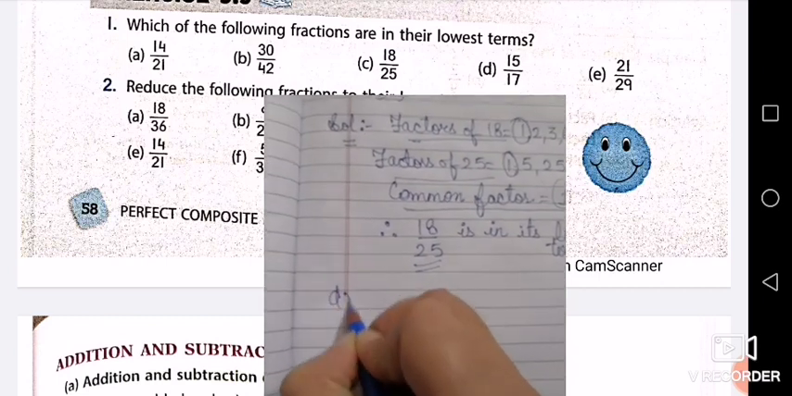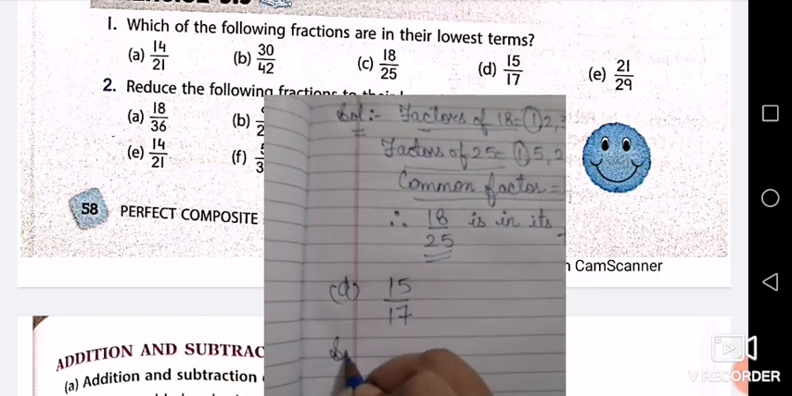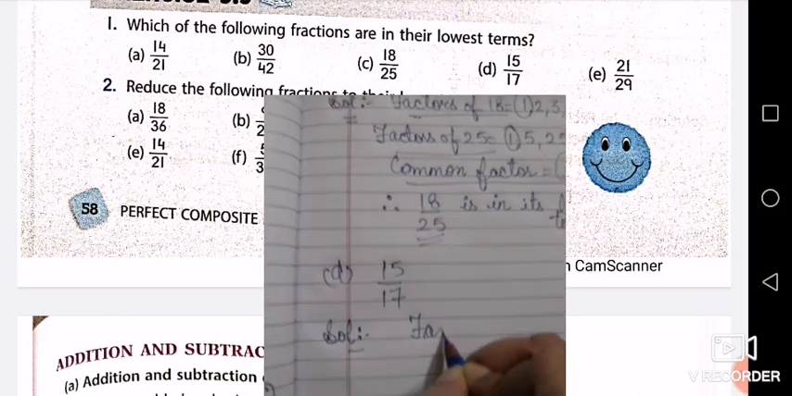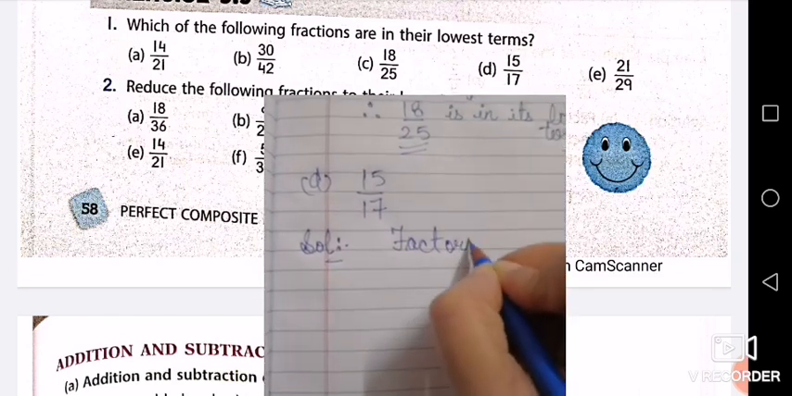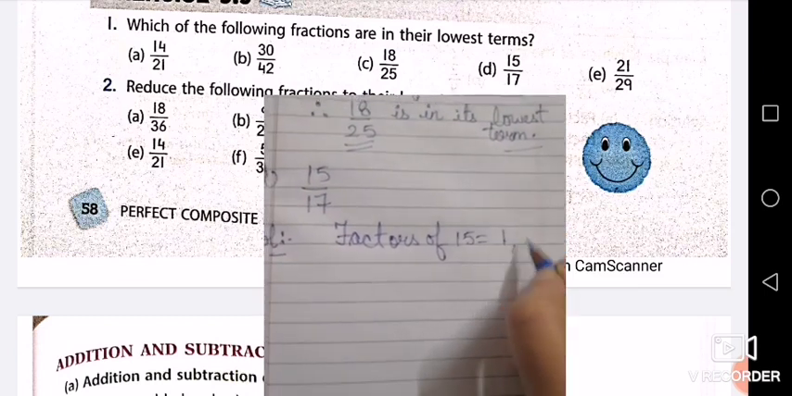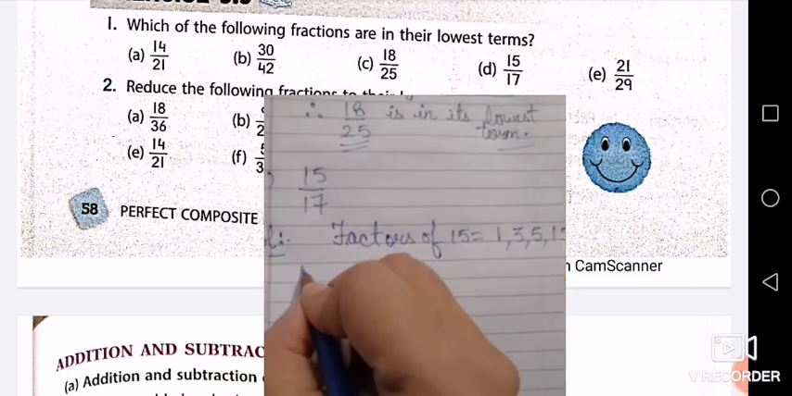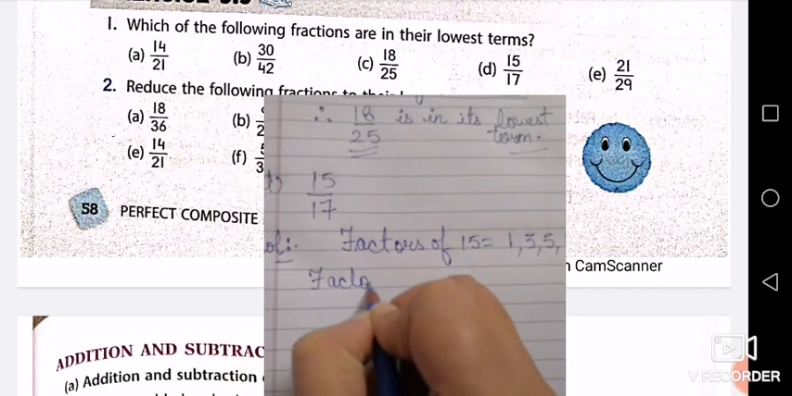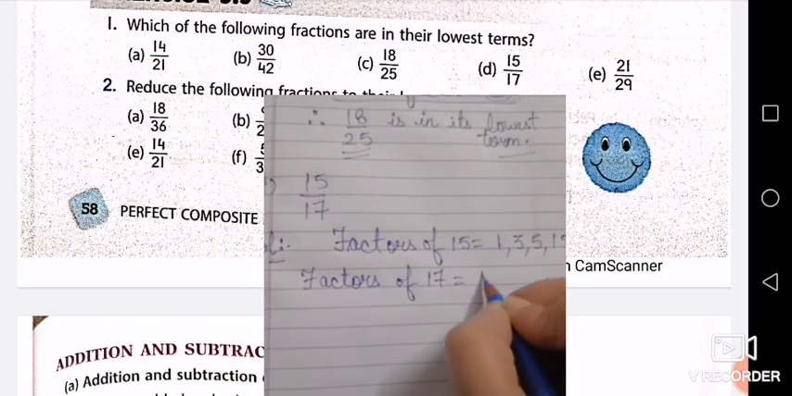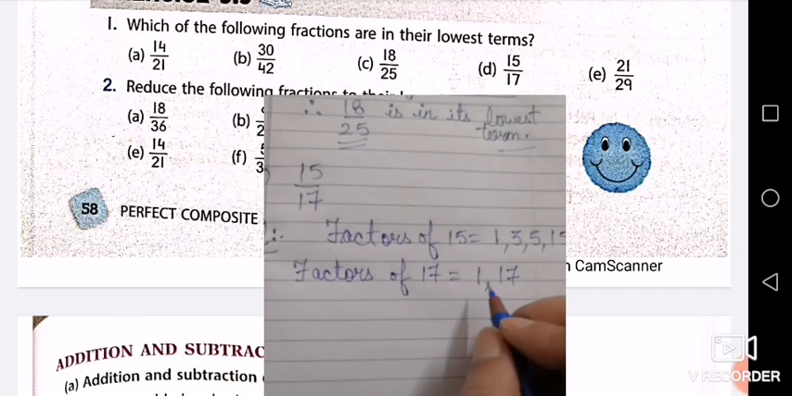So now we'll come to D part, that is 15 upon 17. Again, we will find out the factors of 15. What are the factors of 15? 1, 3, 5 and 15. Now we'll come to the factors of 17. What are the factors of 17? 1 and 17 itself, because 17 is a prime number.